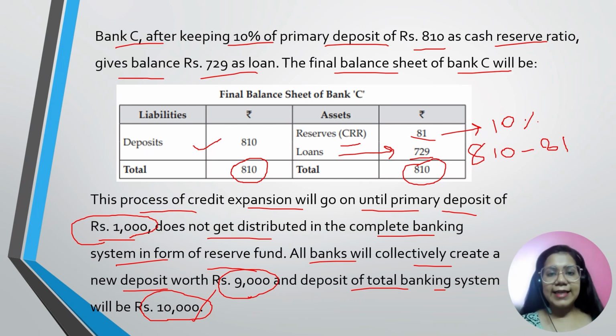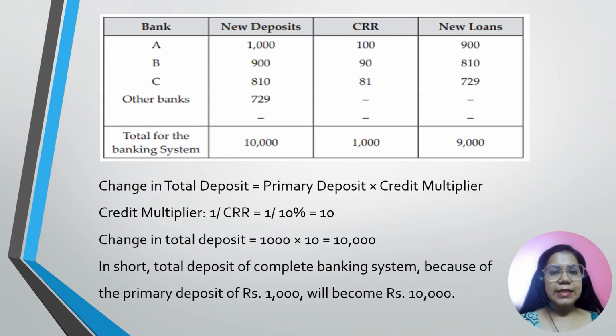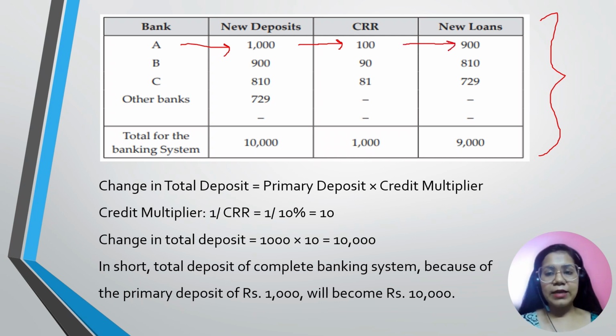So let's see the whole process of credit creation by this table. Bank A got a new deposit of 1000 rupees. It kept 100 rupees as CRR, or cash reserve fund, and gave out the remaining excess reserves of 900 rupees as new loans. That new loan was deposited in bank B as a new deposit. Then from that 900 rupees it kept 90 rupees as the cash reserve fund and gave the remaining amount as a new loan, which was 810 rupees.